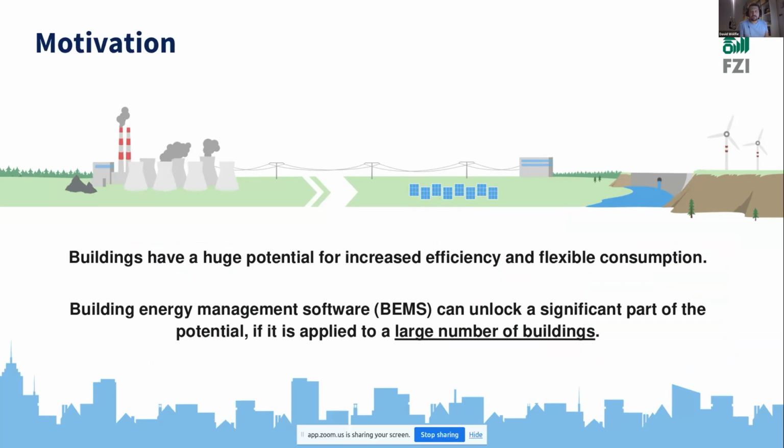But in Germany, we have roughly 21 million buildings. And the point is, if we want to have an impact on the energy transition, we need our systems to be deployed on a very large number of buildings. And that's basically the punchline for my research. I try to find methodology that works on a larger scale.